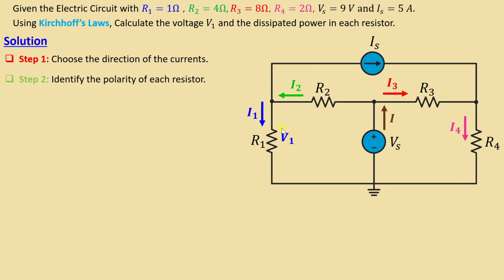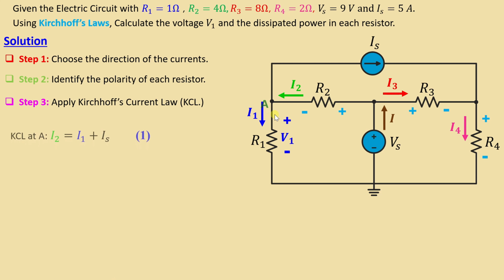After we finish step number 1, we go to step number 2 to identify the polarity of each resistor. We know that the current always flows from the high potential to the low potential. That means this is positive and negative of R1, positive and negative of R2, positive and negative of R3, positive and negative of R4.